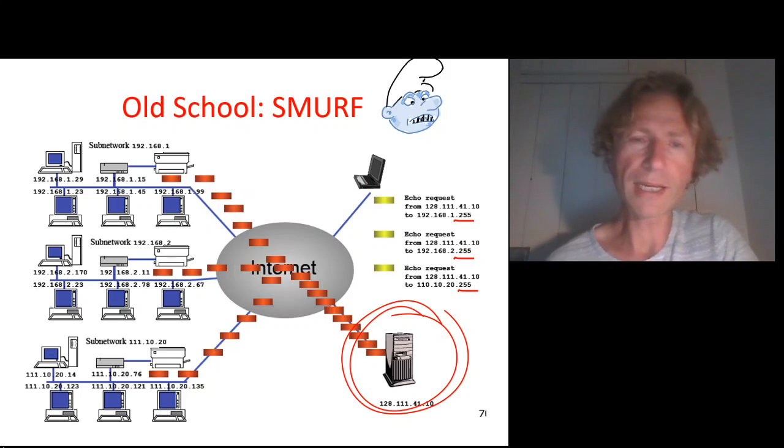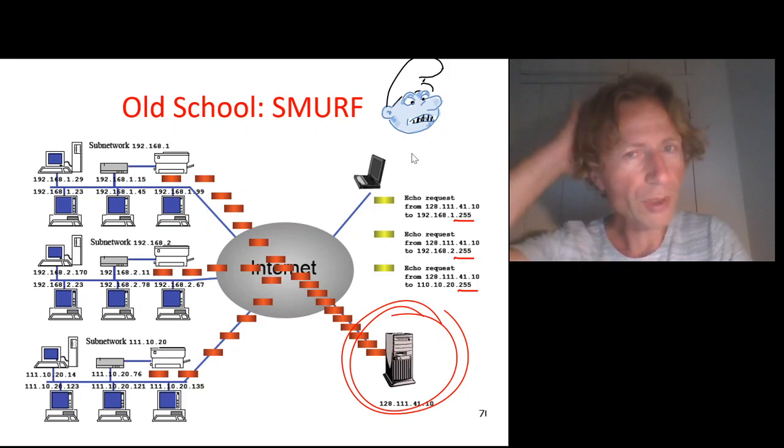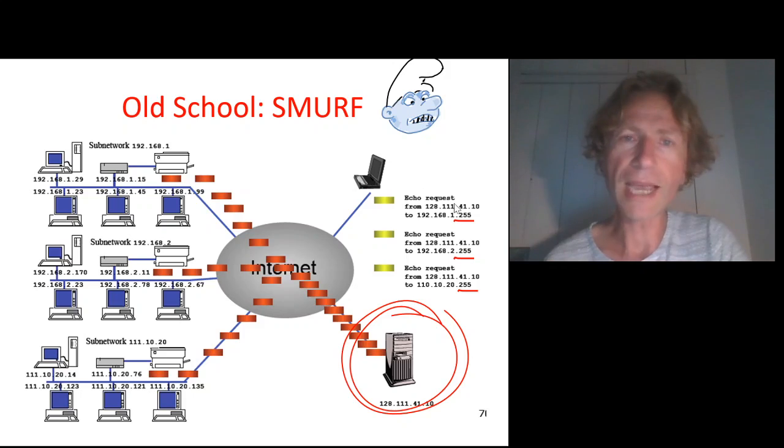So you want to attack some victim over here, but you're not going to send that victim any data from your own machine. Instead, what the Smurf attack did was it would send echo requests from 128.111.41.10, which seems to be the victim. So you're spoofing echo requests, and you're sending that to a lot of machines here. In fact, you're sending it to all of these networks. So it's a broadcast message, 255. So it would be broadcast on these local area networks.